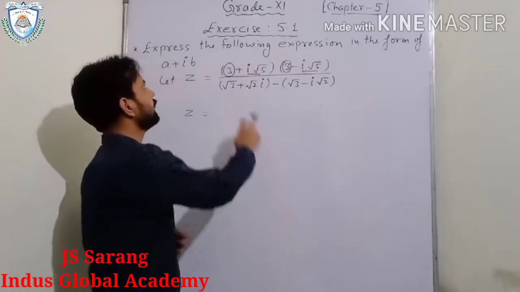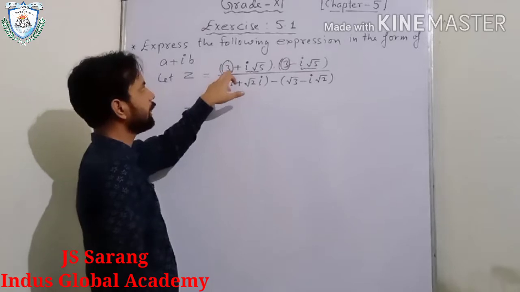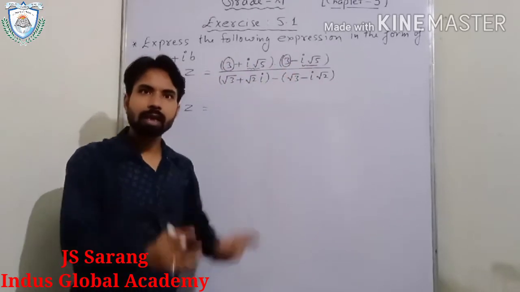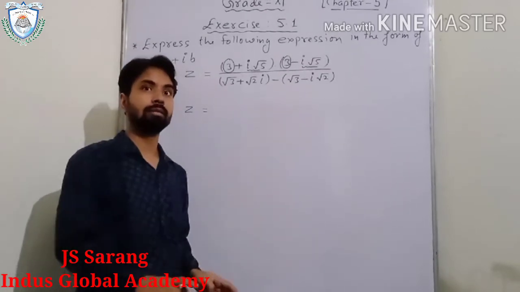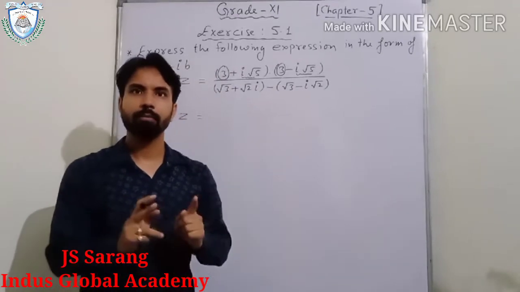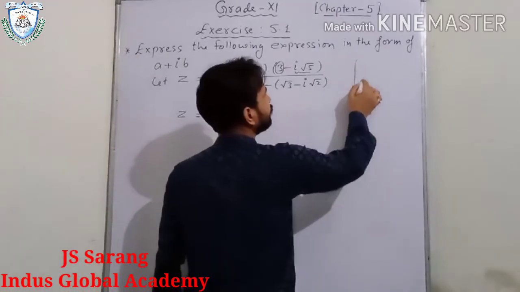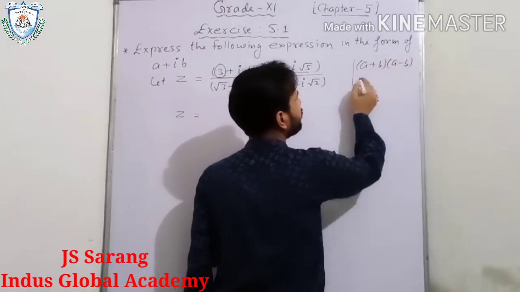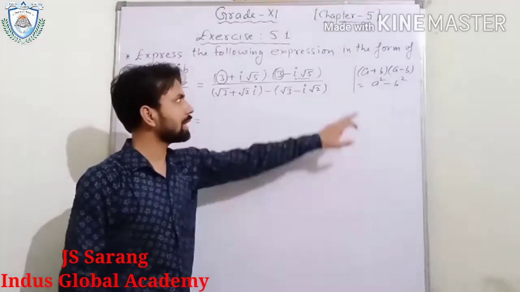So if we consider 3 as a and i root 5 as b, then this is (a plus b) into (a minus b). So this is an identity. You have studied it in grade 10th, 9th, 8th also. a plus b and a minus b gives you a square minus b square. Hope it is clear. What is the identity? You know, (a plus b) into (a minus b) equals a square minus b square. So this is an algebraic identity.